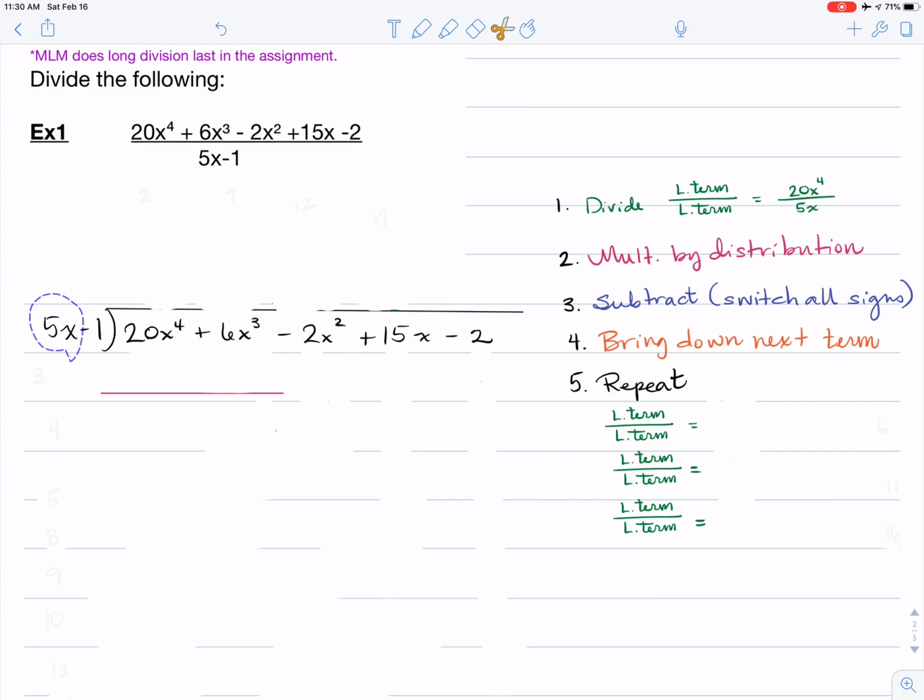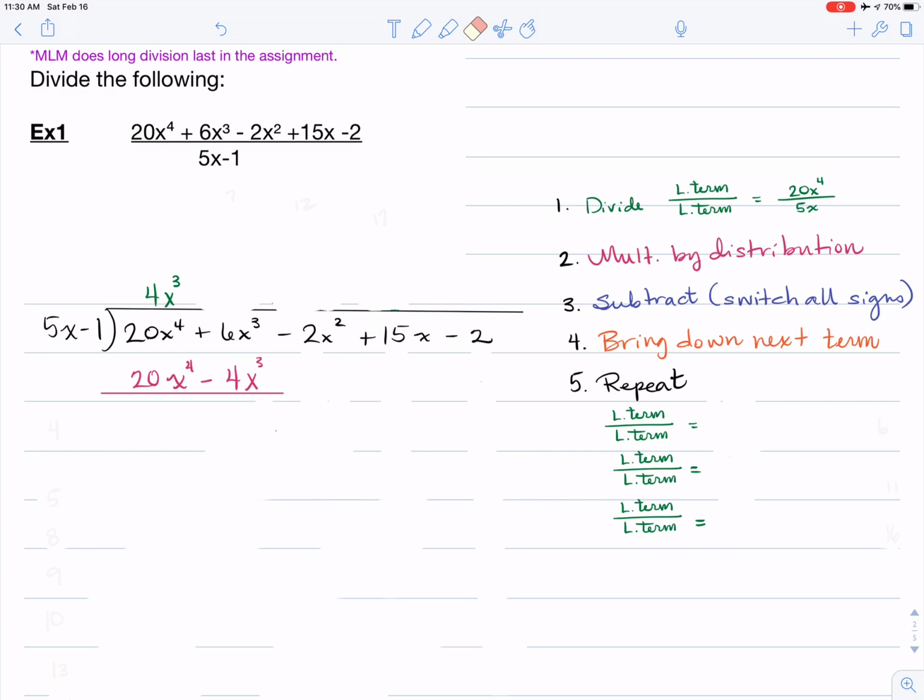So the leading term on the inside divided by the leading term on the outside. When we do that, we're going to get 4x cubed. Then we want to take that 4x cubed and multiply by distribution. We want to take 4x cubed and multiply by every single piece in the divisor. What we have when we do that is 20x to the 4th minus 4x cubed. The next thing we'll do is subtract.